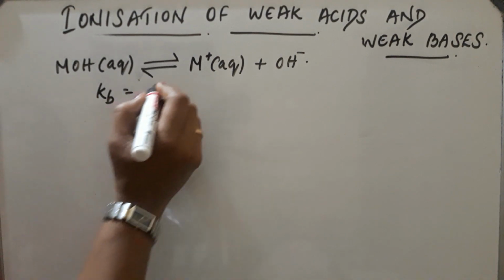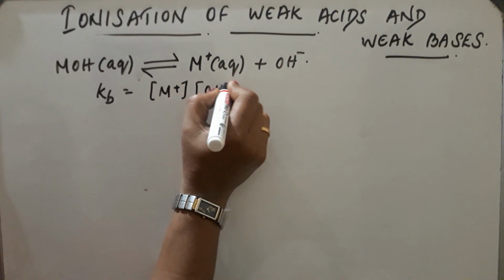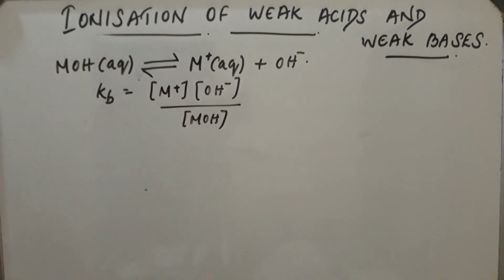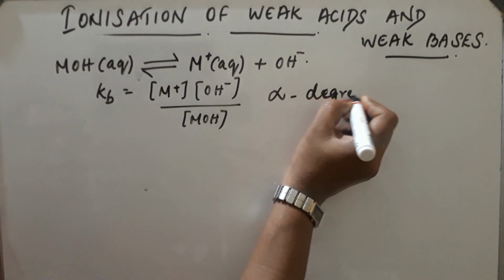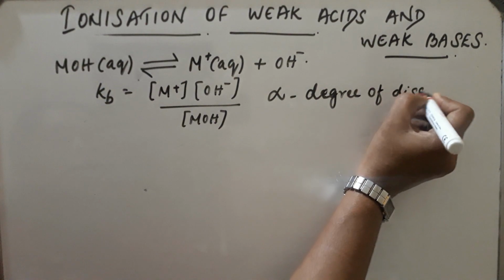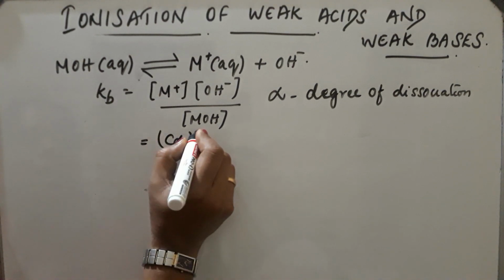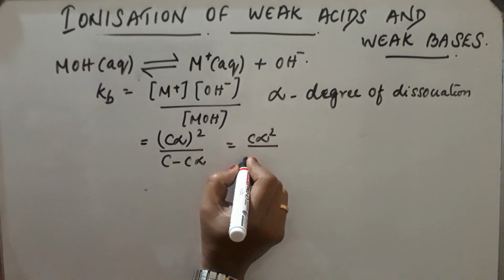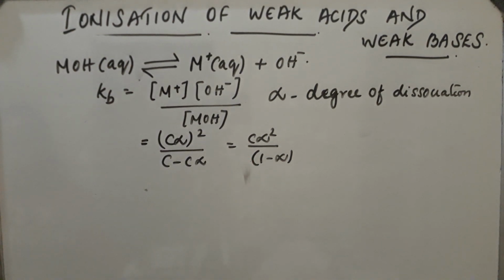Okay. So, Kb will be equal to the concentration of products by concentration of reactant. This will be the case. Okay. Similar reaction. Alpha is the degree of dissociation or extent of ionization. Okay. Now, this will be equal to C alpha the whole square by C minus C alpha, which is equal to C alpha square by C into 1 minus alpha. C got cancelled. So, C alpha square by 1 minus alpha. Okay. So, similar method we are using.